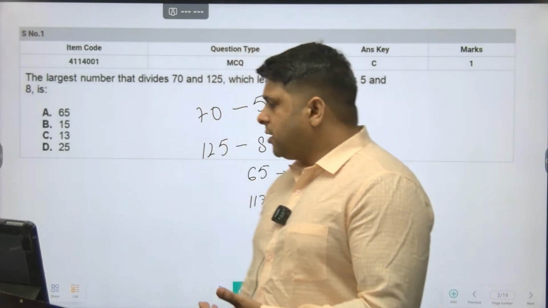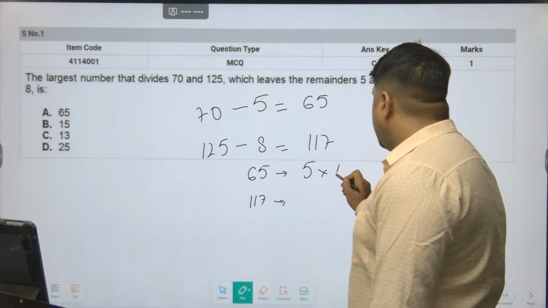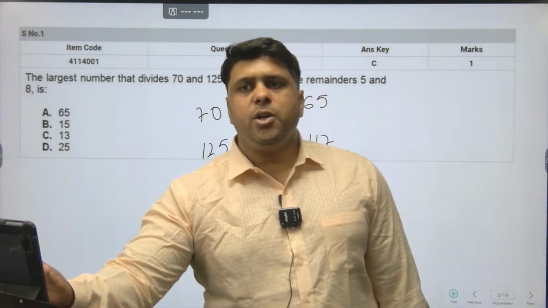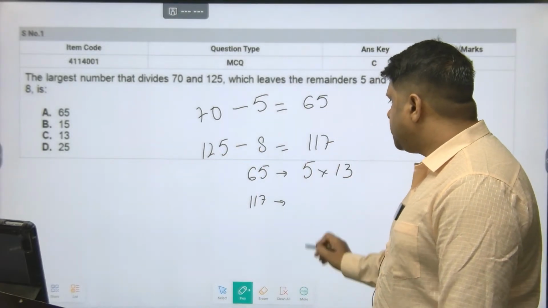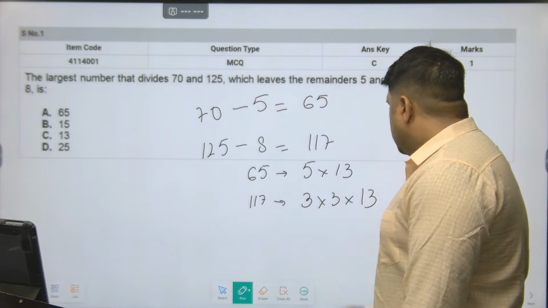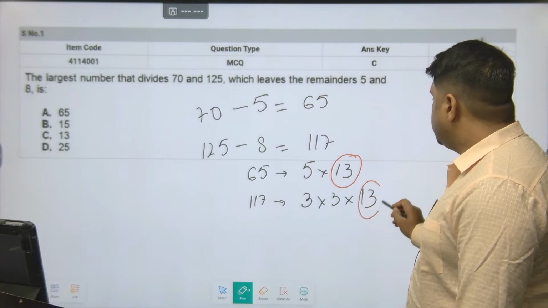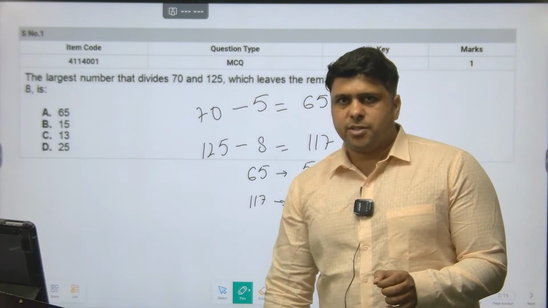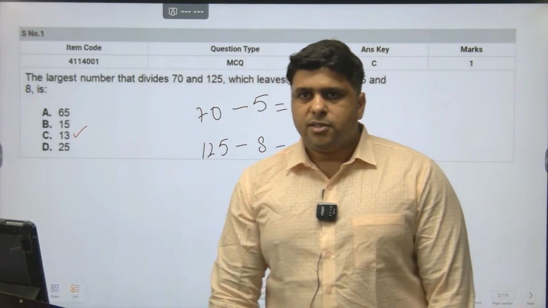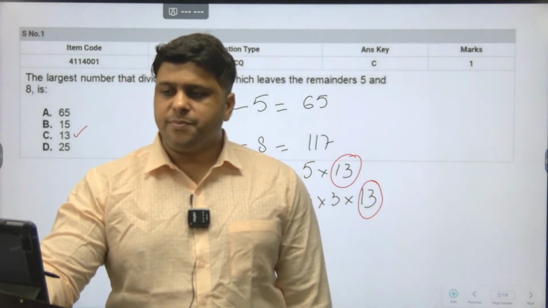Here the factors of 65 can be written as 5 into 13, and 117 can be written as 3 into 3 into 13. So from here, the HCF is 13, the highest common factor. So 13 is going to be your answer here. Simple question, very easy question they have asked. Everyone understood this one?